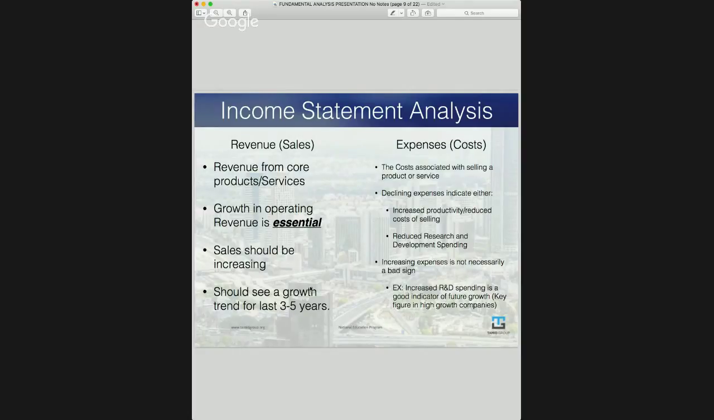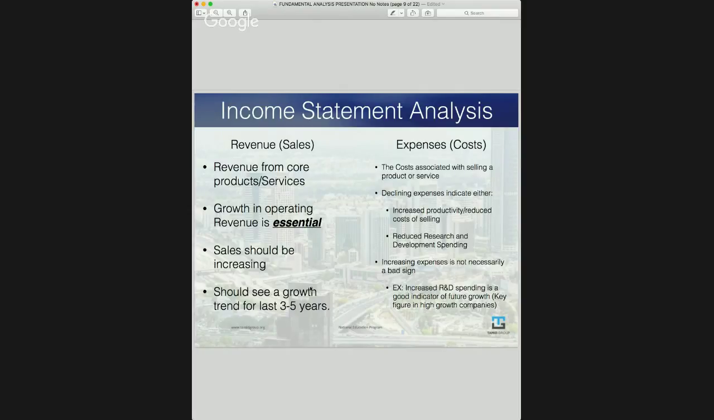Expenses are quite the opposite. They're costs incurred by the business to sell something. So this would be like that $18 it took Walmart to buy a DVD, and then they sell it for $22 to me. So that $18 is the cost incurred by Walmart to sell that DVD to me.